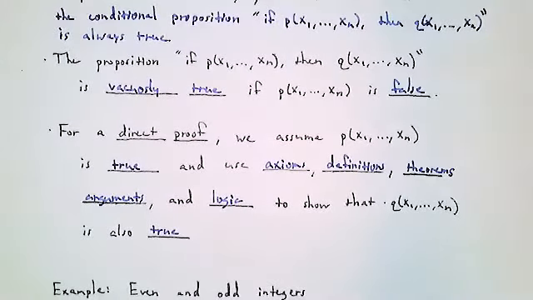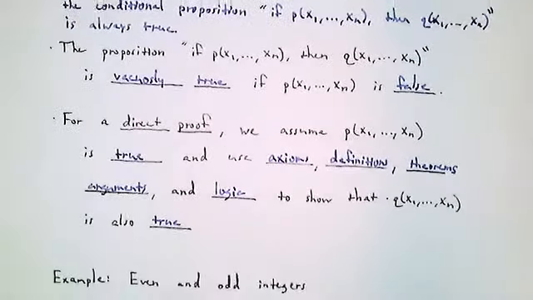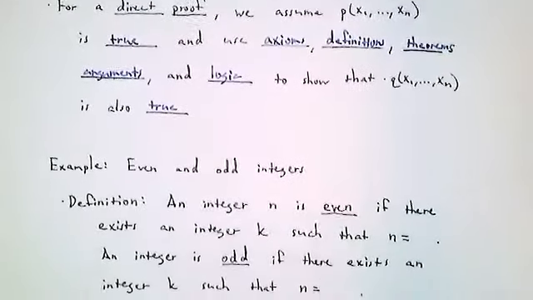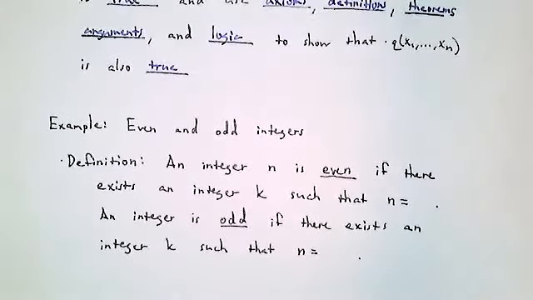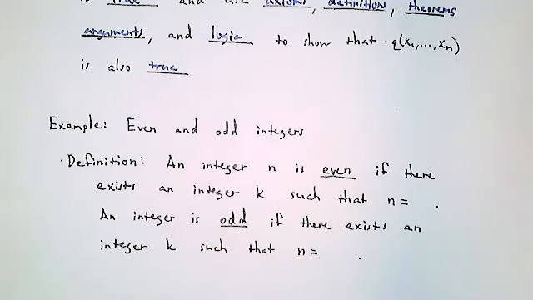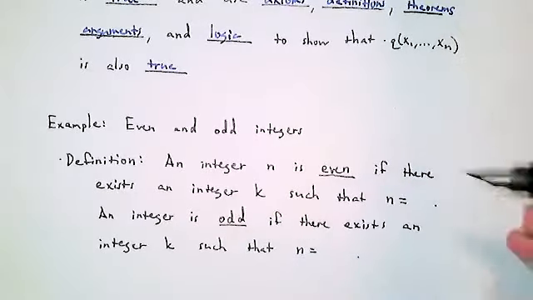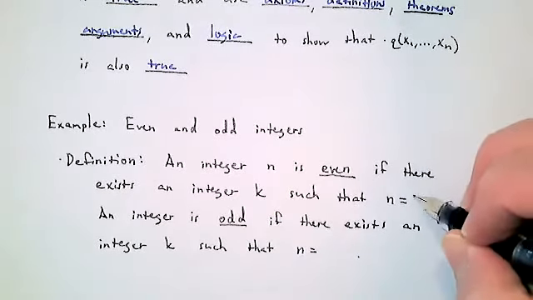Okay, so for our first theorem, we're going to keep the ideas nice and simple. We're going to talk about even and odd integers, which should be familiar to everyone. So remember, even numbers are multiples of 2, and odd numbers are everything else. But in a more precise definition, we're going to think about them like this. An integer n is even if there exists another integer k such that n is equal to 2k.